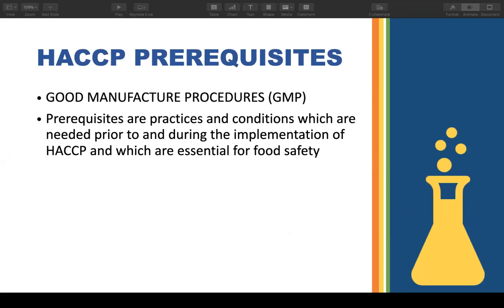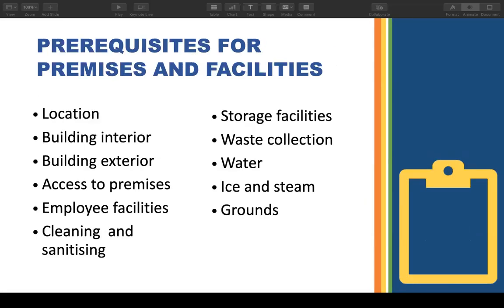So, HACCP prerequisites. So good manufacturing practices and procedures. That is a part of NASA, which was held to define the HACCP program. So prerequisites are practices and conditions which are needed prior to and during the implementation of HACCP, which are essential for food safety. So prerequisites are a lot of programs that are required in a food manufacturing company or any food-based company. For premises and facilities, the location is important, the interior, exterior, the access of the premises, employee facilities, cleaning and sanitizing, storage facilities, waste collection, water, ice and steam, grounds.